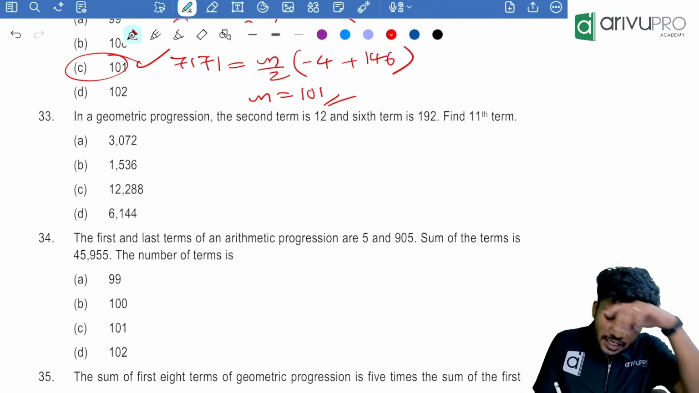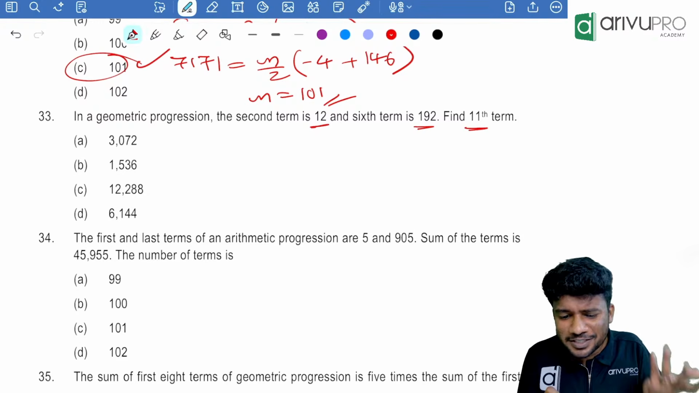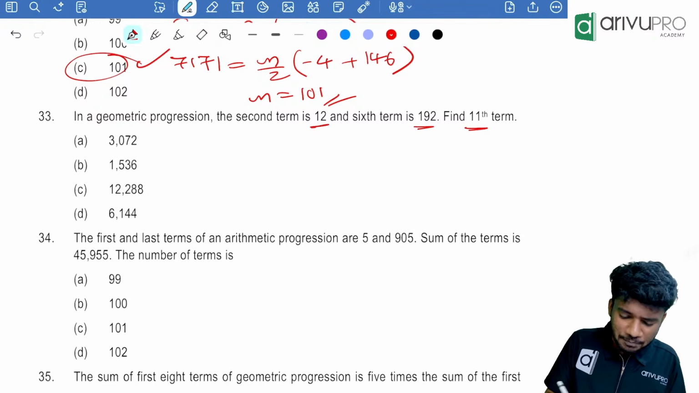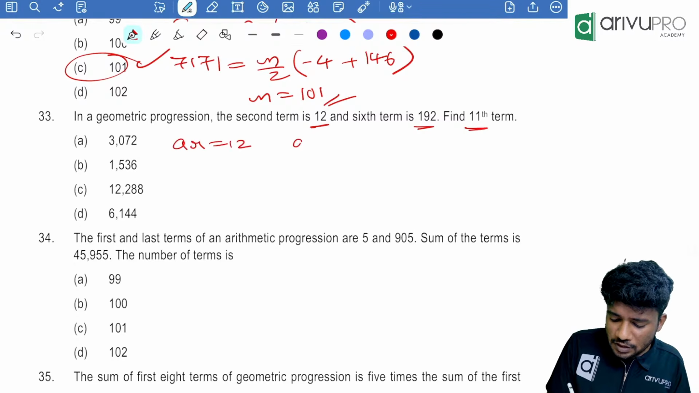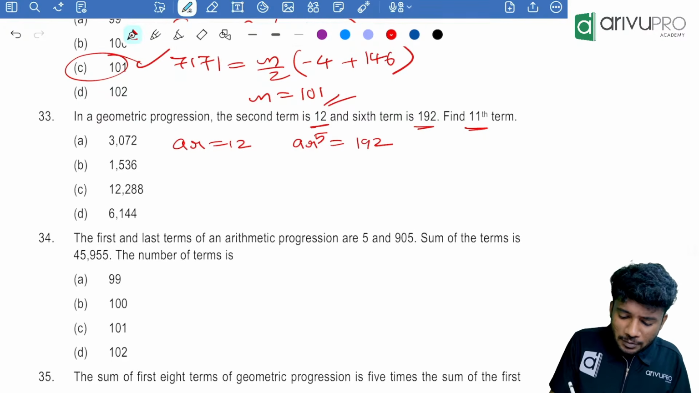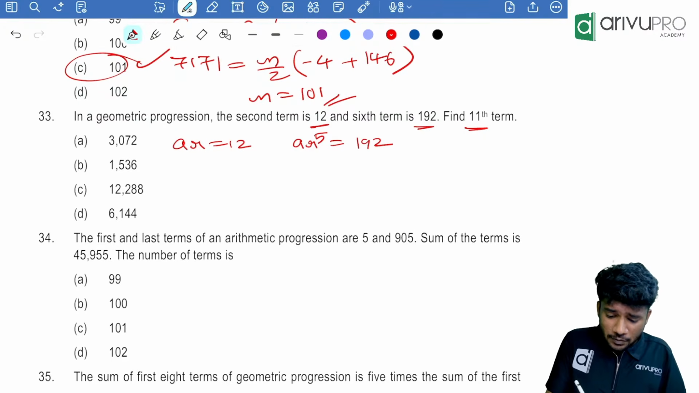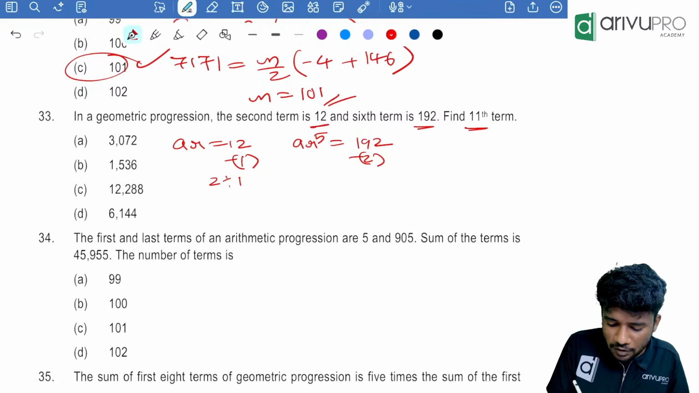Geometric progression, second term is 12, sixth term is 192, 11th term is how much is the question? People, very easy. So second term, that means AR is equal to 12. Then sixth term means AR raised to 5 is equal to how much? 192. From this, I am going to take the ratio between them. That means first one, let it be first equation, second equation. Second equation divided by first equation.